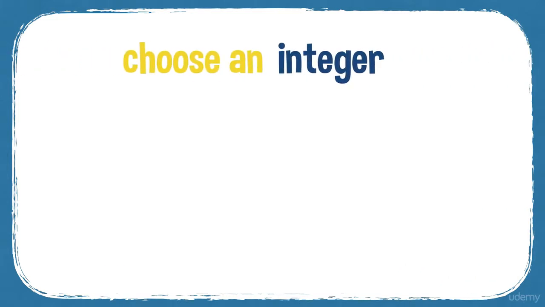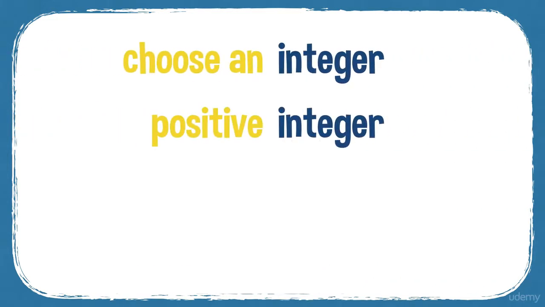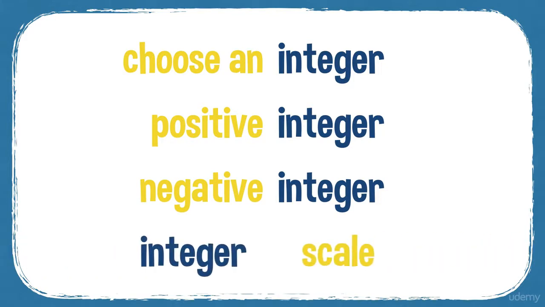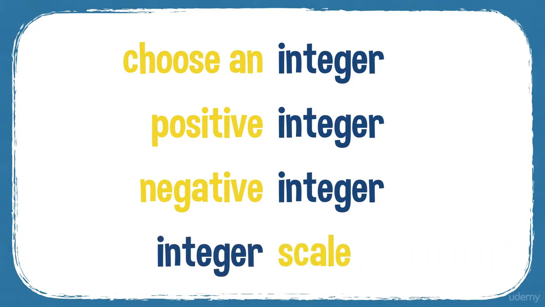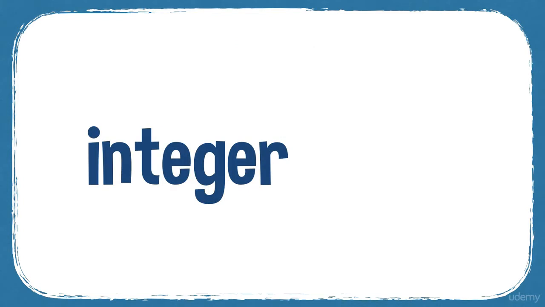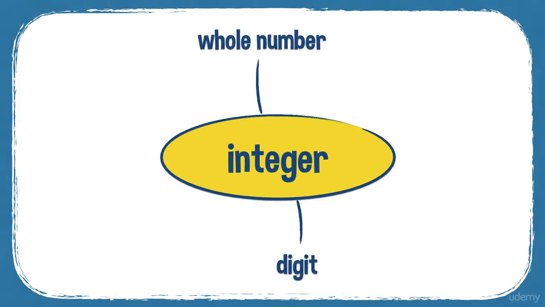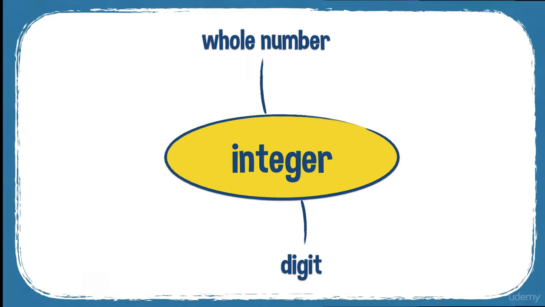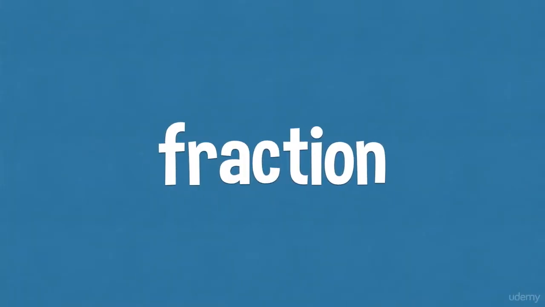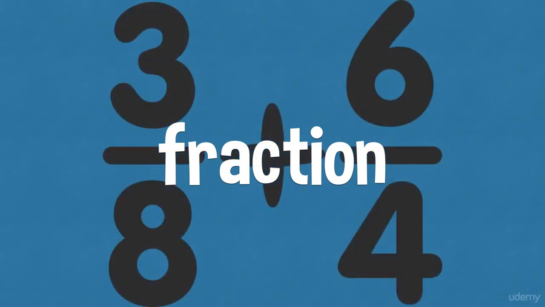So you can choose an integer. You can have a positive integer, a negative integer, and an integer scale. So integers is the plural, of course. And some synonyms: whole number, digit. And when you don't have a whole number, when you don't have an integer, you often have a fraction. So a fraction is part of a whole number. And it also suggests part of a thing, such as a cake, a fraction of a cake.